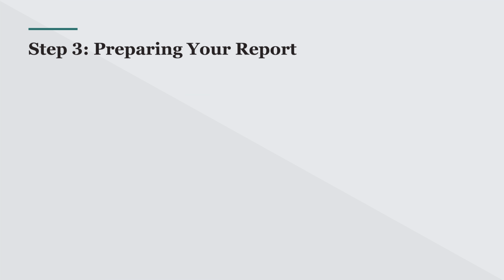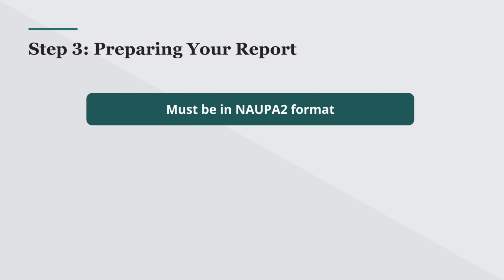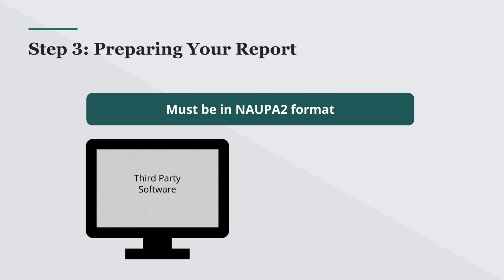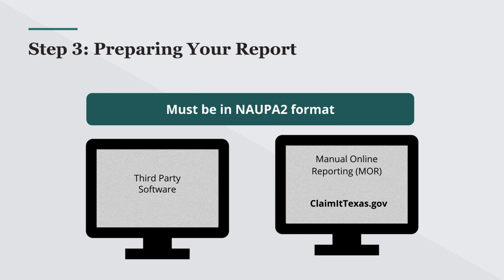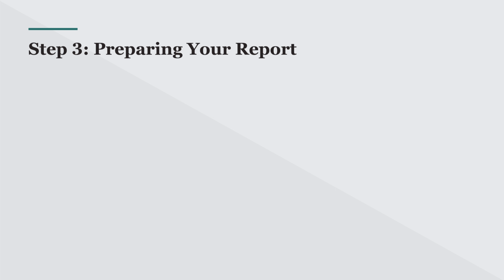The third step is to prepare your report. It must be in the electronic reporting format developed by NAPA. The vast majority of commercially available reporting software generates files in this format. For reports with 30 properties or less, the manual online reporting system is available at ClaimItTexas.gov and is free to use. Here are a few tips to remember while preparing your report.